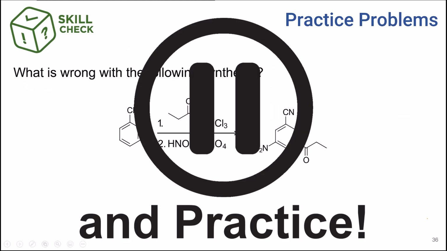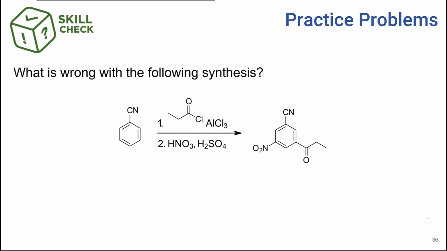For another problem here, what is wrong with this synthesis? So I have a nitrile on the benzene ring, and then I'm trying to do a Friedel-Crafts reaction followed by a nitration to give us this. And the thing that I see that's wrong here is this cannot be added with the nitrile group because that's electron withdrawing.